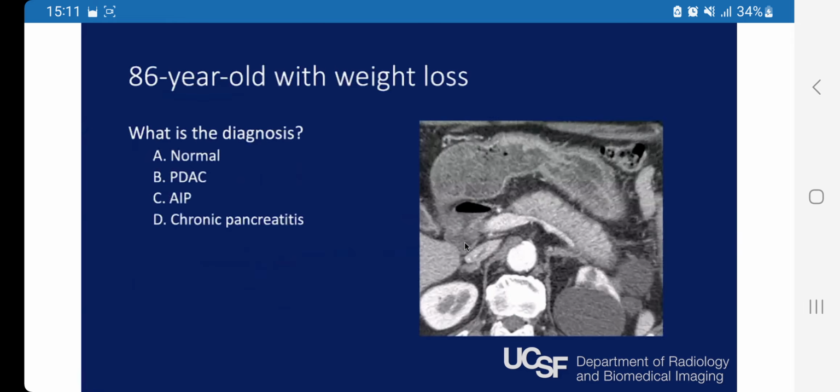So I have only 3 questions, which I'm just going to review. I hope you find them helpful. The first one is an 86-year-old with weight loss. What's the diagnosis? I'll just give you 10 seconds to think about it.